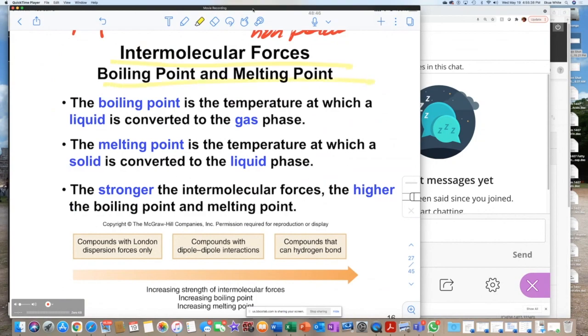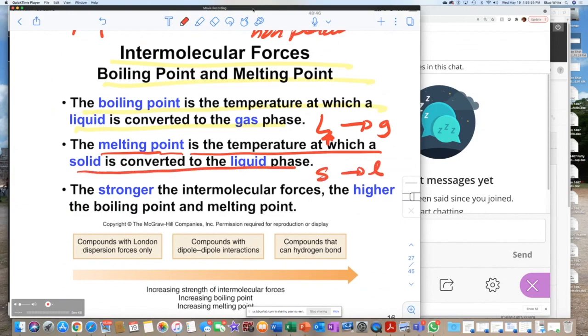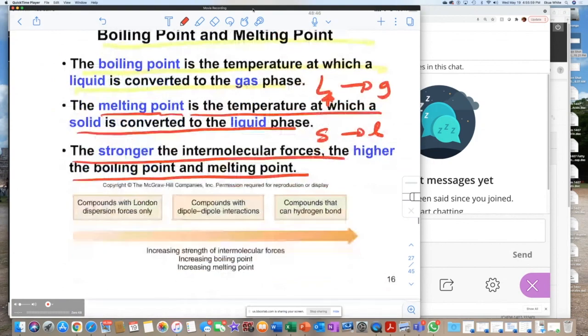Intermolecular forces and boiling point. The boiling point is the temperature at which the liquid is converted to a gas. Right, we have becoming a gas as you apply heat to the liquid. The melting point is the temperature at which the solid is converted to a liquid. So solid becomes a liquid. The stronger the intermolecular forces, the higher the boiling and melting point.